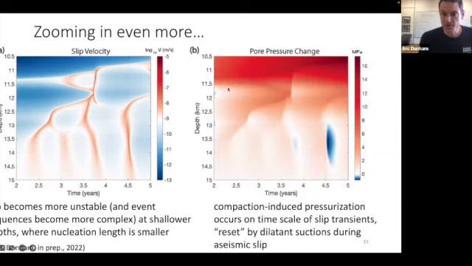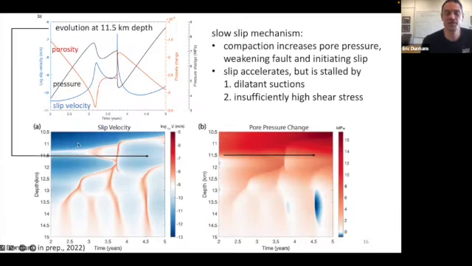We can take a look at what's happening with compaction, right? You can move across here in time and see the onset, before leading up to some initiation of some slow slip event, the fluid pressure is getting higher, right? It gets more red. So that's that compaction creating increase in pressure, weakening the fault, causing it to slip. And then you have a slow slip event like this one. Here you can see the fluid pressure drops. That's the dilatancy. Another way to look at this is just to plot a time series.